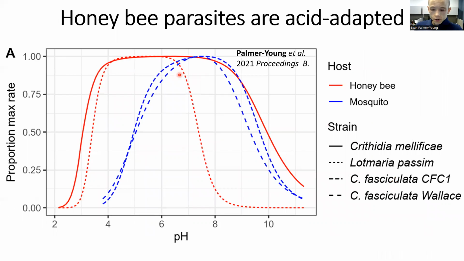pH tolerance also varied substantially between the bee and the mosquito parasites, reflecting differences between the acidic guts of bees and the alkaline guts of mosquitoes. The honeybee parasites grew at acidity levels a full 2 pH units lower than the mosquito parasites did, suggesting that the acidic guts of honeybees could limit the types of parasites that establish in their guts.